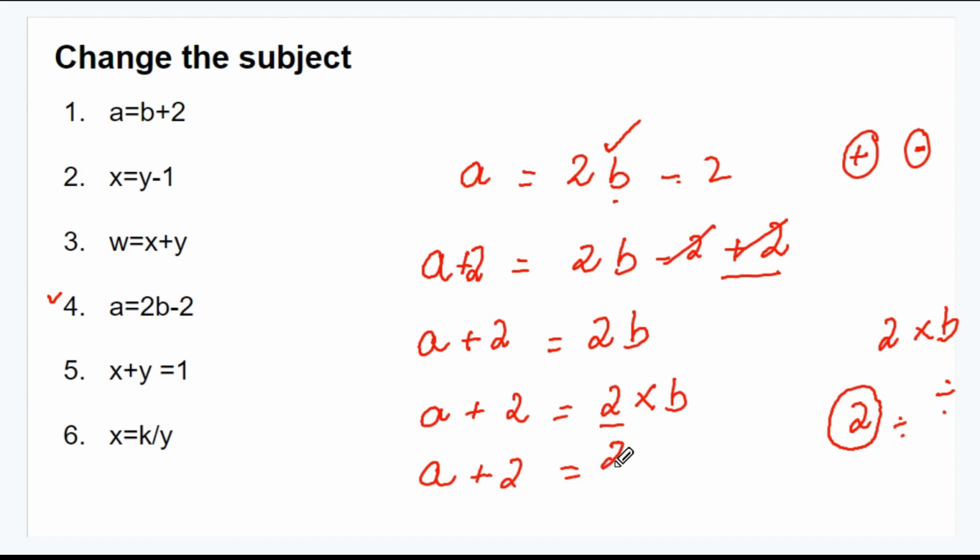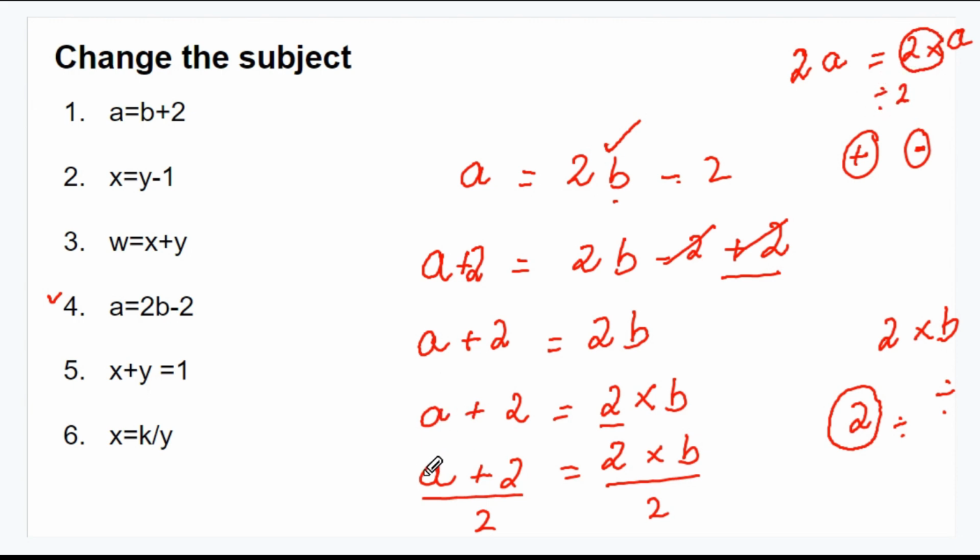It means I need to divide both sides by 2, like this. So you have to keep it in your mind that whenever a number is written with a letter like 2a, that means 2 times a. So the opposite of 2 times is dividing by 2.